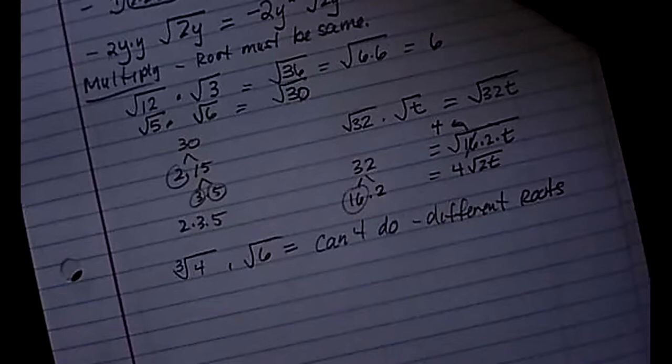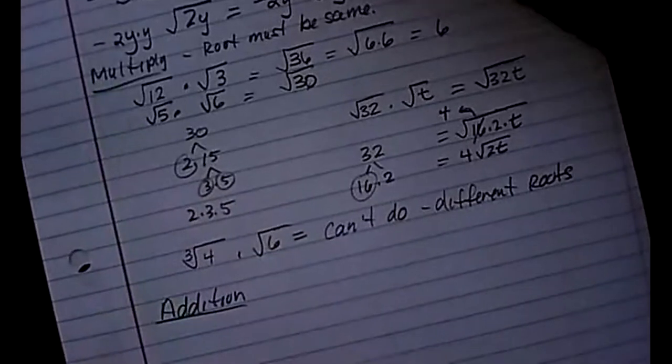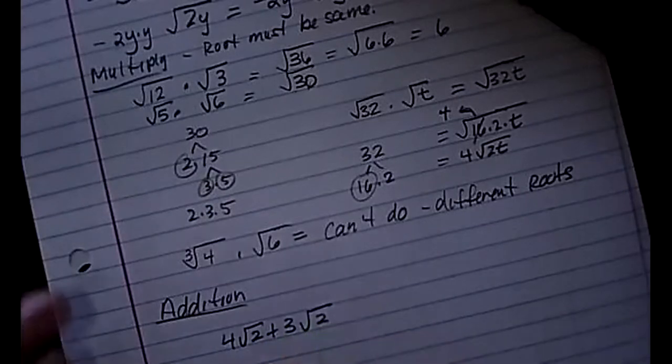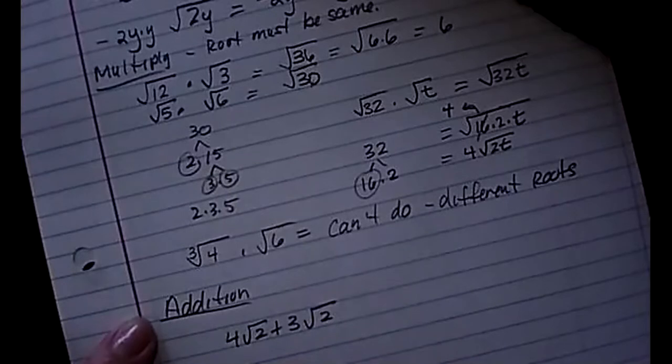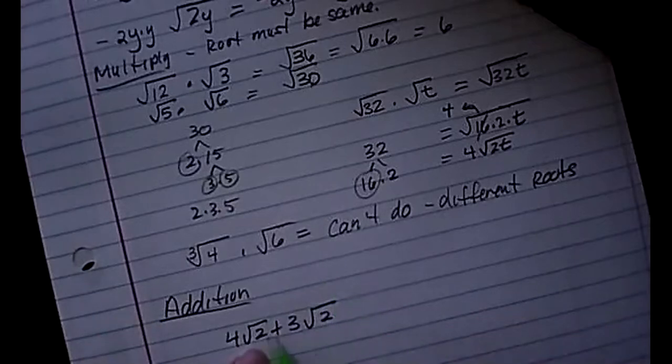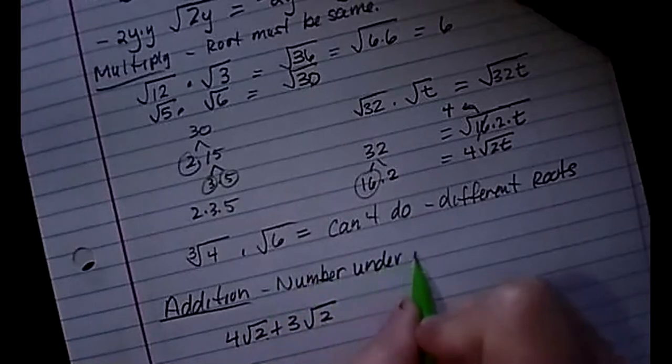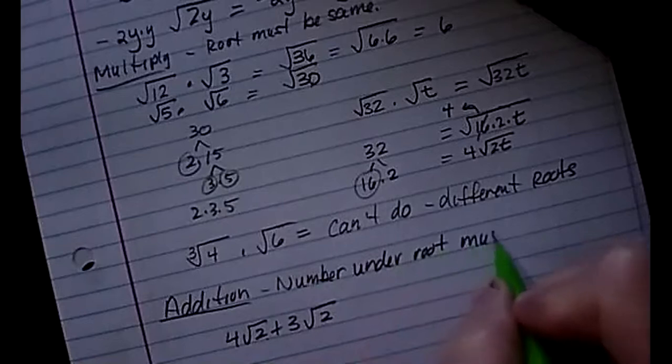Okay, so last thing I want to talk about real quick is just a little bit of addition. Just so you've seen this, this is not on your final, nor is the multiplication. But I just want you to be sure that you have seen this. So if we have 4 radical 2 plus 3 radical 2. Okay, now we're not talking about multiplication, we're talking about addition. So when we talk about addition, then the number under the root must be the same.